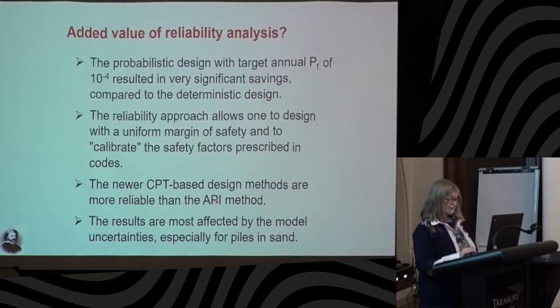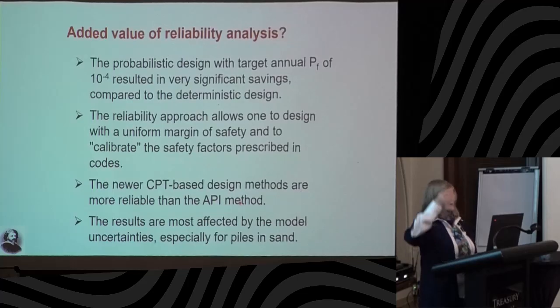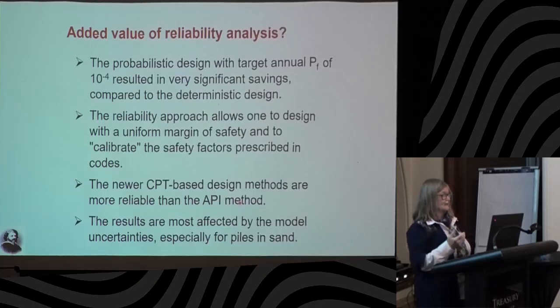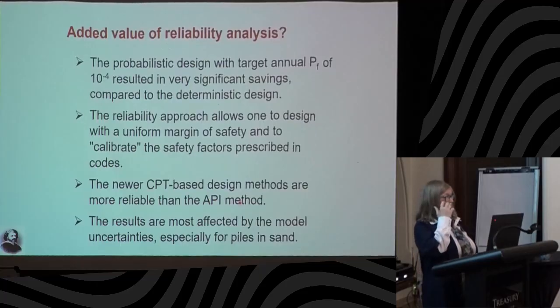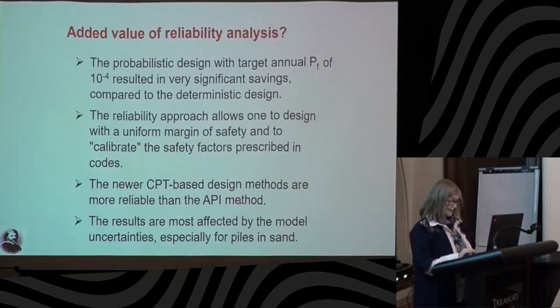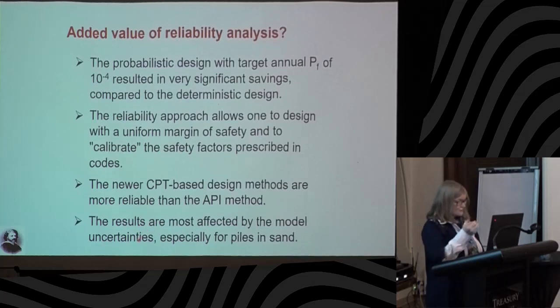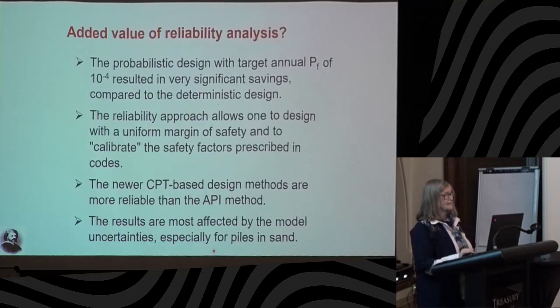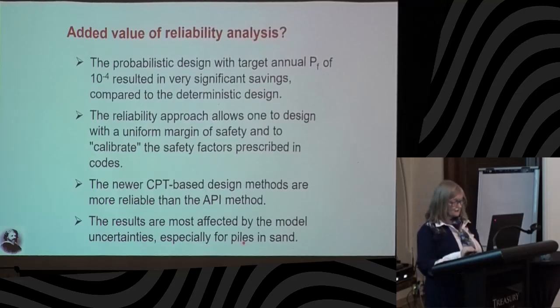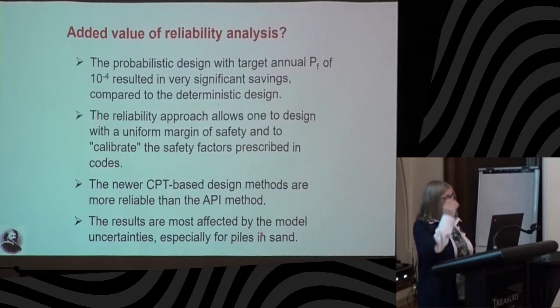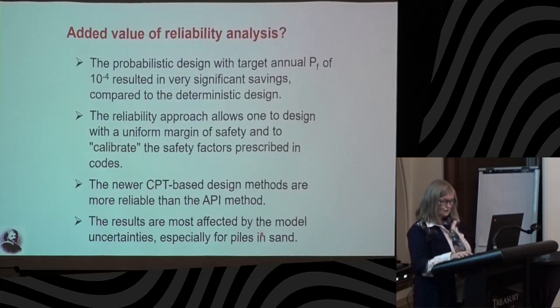The newer CPT methods are more reliable than the API just because they're continuous. You have data continuously. The API is based on a number of shear strengths from a laboratory test or on a correlation as such. What is interesting is the results are most affected by the model uncertainty, or the method used to calculate, especially for piling in sand. That's why the API method doesn't work. So it means if we want to reduce uncertainty, we have to work on acquiring more confidence in the models that we use.